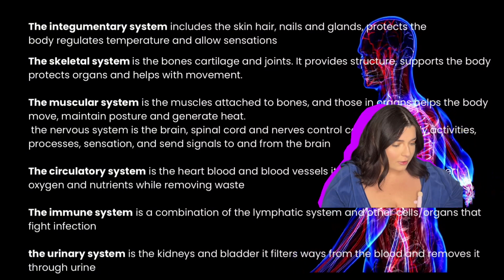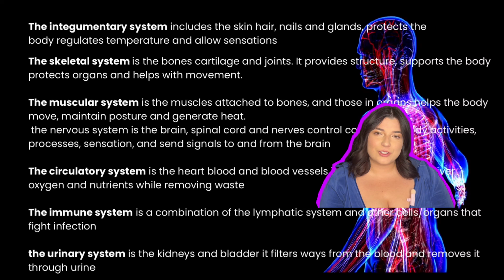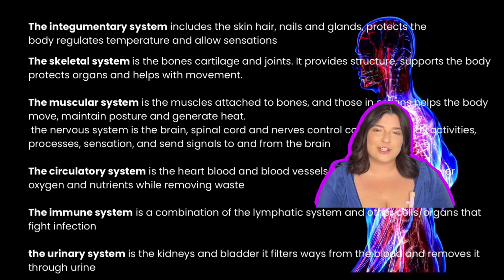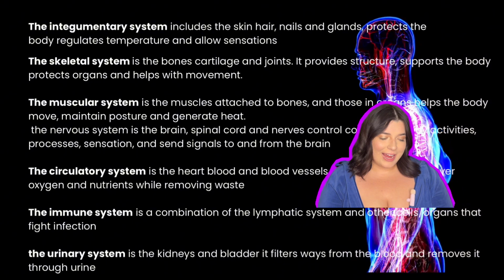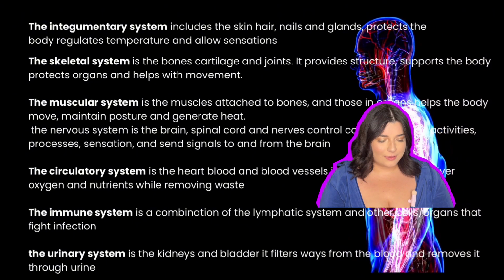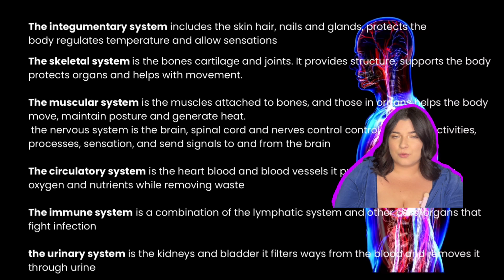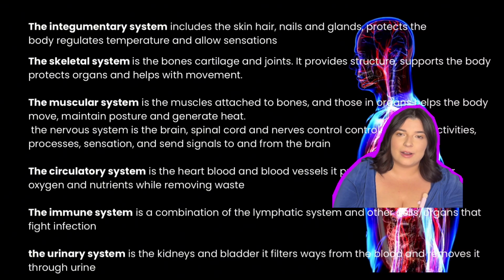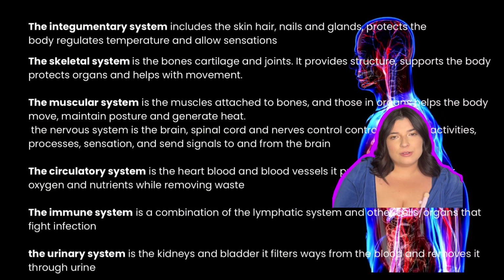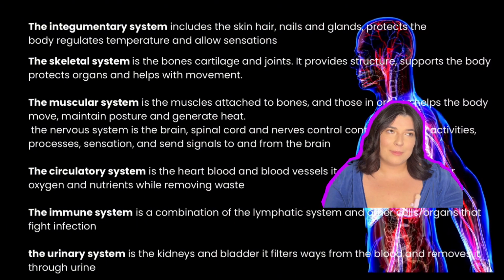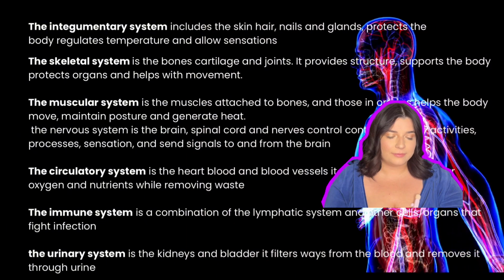Come on. All right, next we have the skeletal system. Bones, cartilage, and joints. Its job is to provide structure, protect the body and the organs, and help with our movement. Next, we have the muscular system. So what is the muscular system? It's made up of muscles attached to bones and those in organs. It helps the body move, maintain your posture, and also generates heat.